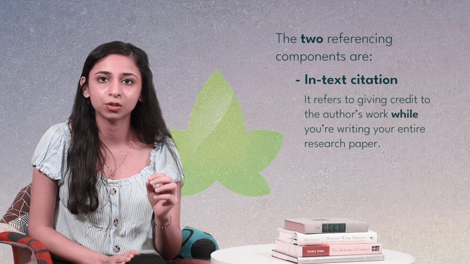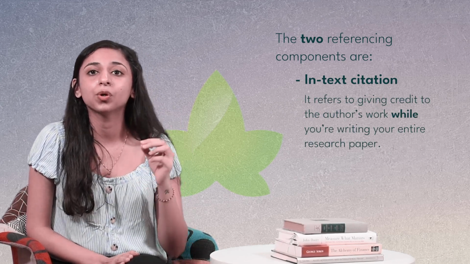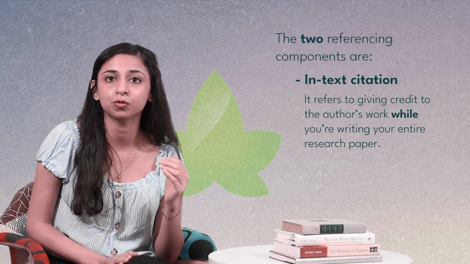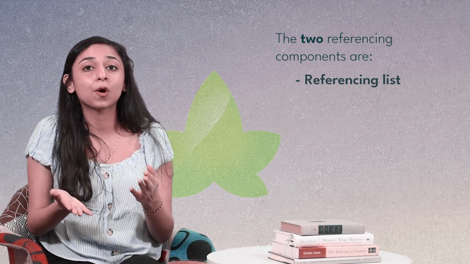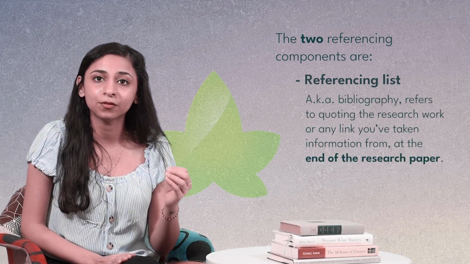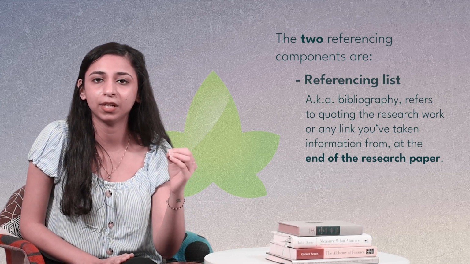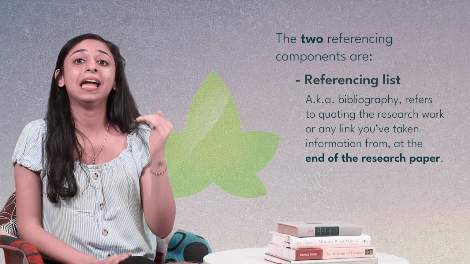In-text citation refers to giving credit to the author's work while you are writing your entire research paper. Whereas the referencing list, which you also call bibliography in school, refers to quoting the research work or any link that you have taken information from at the end of your research paper. So the first school of referencing is APA, which stands for American Psychological Association.